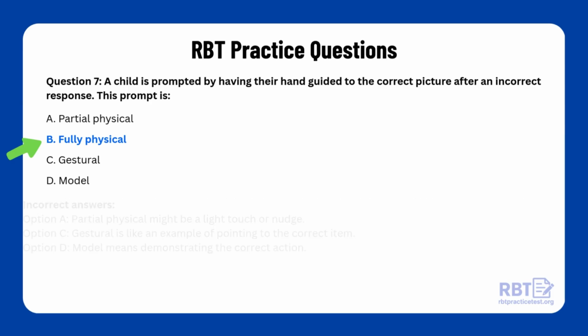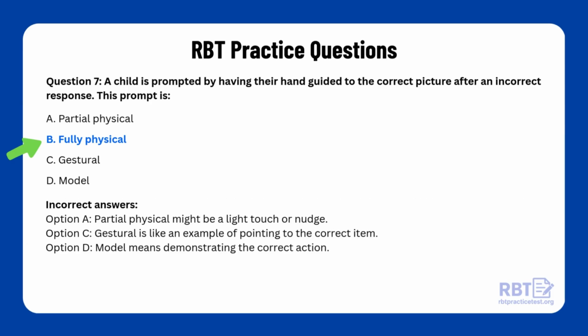Now for the wrong answers. A is partial physical, which might be a light touch or nudge. C is gestural, like pointing to the correct item. D is modeling, which means demonstrating the correct action, so if you're guiding the whole movement, it's fully physical.